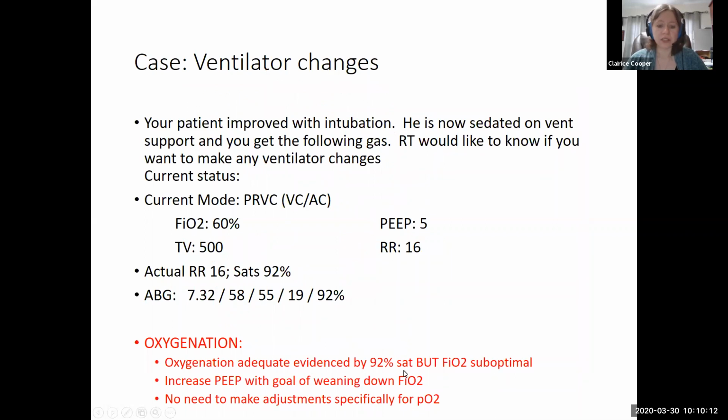So from an oxygenation standpoint, the oxygenation is adequate for perfusion because the saturation is okay, but the FiO2 is suboptimal. Currently, the PEEP is only 5, and so we have room to go up on the PEEP. We can increase that to maybe 8 or even 10 as we continue to try to drive down the FiO2 to 40% or less. Notice we're not making any of our changes specifically for PO2, we're making them for the saturation.